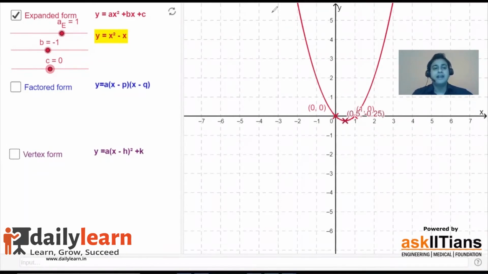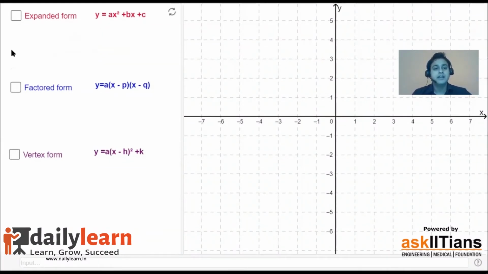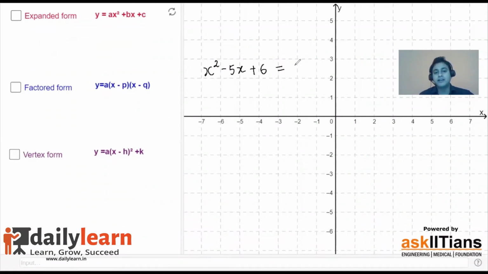Let's look at it in a different way altogether now. Now we are discussing the factored form. What is that? Let's see. Let's suppose I have an equation like x square minus 5x plus 6. Let's suppose I have this particular quadratic equation.